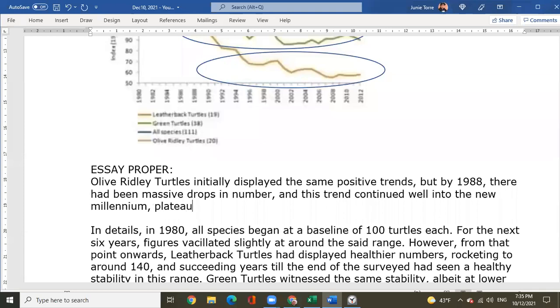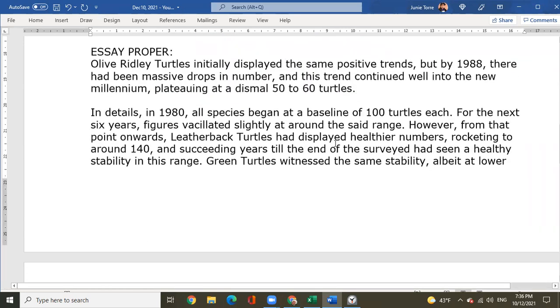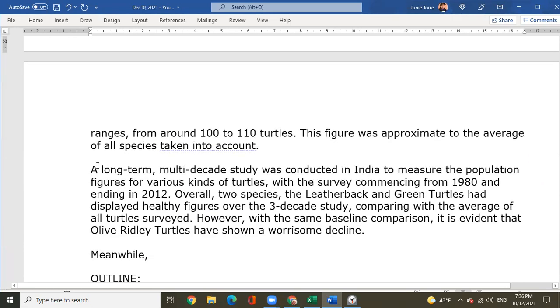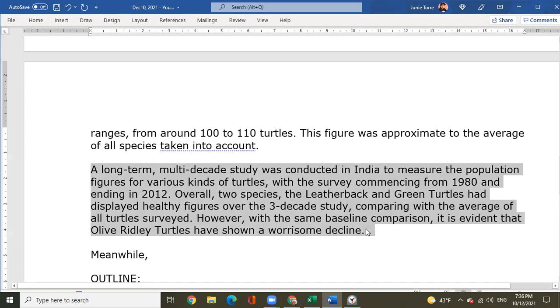Plateauing at a dismal 50 to 60 turtles. There, that's it. That's the end of the essay. All right. And I don't want to take too long with that because she's just a third of the grade.